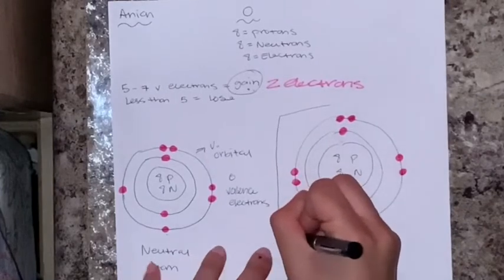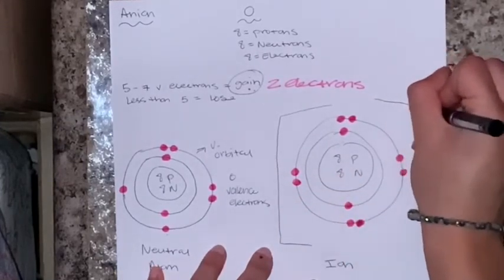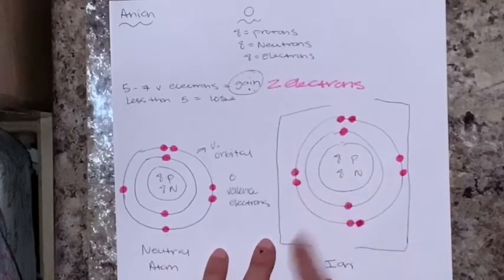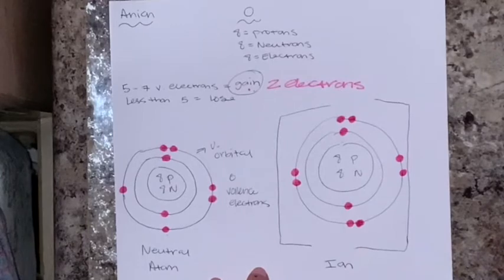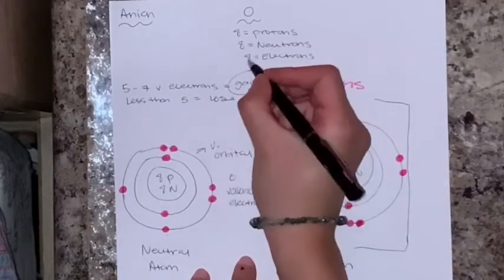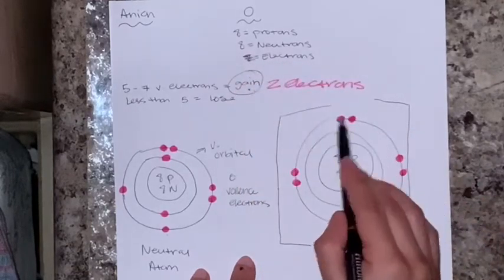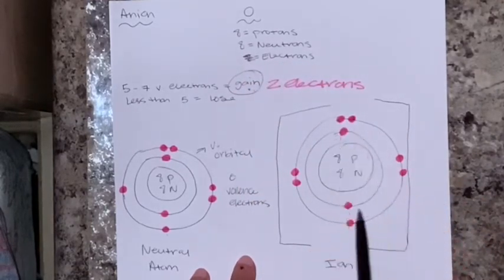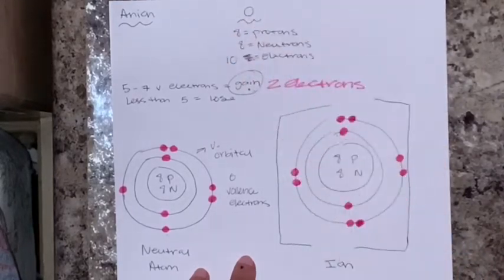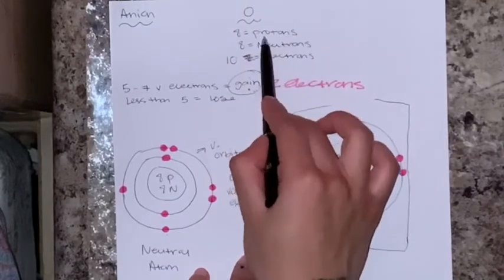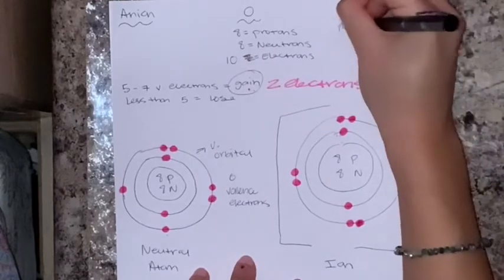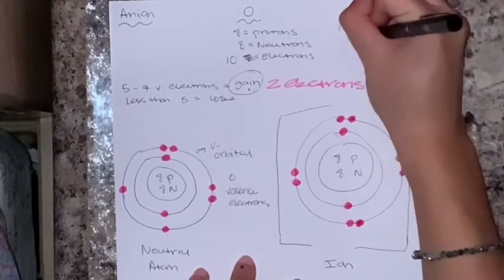There are brackets around Bohr's orbital diagram. Sorry if it's a little bit messy, but we're going to draw the brackets and we're going to write the charge. And since we gained 2 electrons, there's not going to be 8 electrons. There's now going to be a total of 10 electrons. And so now we notice that there's more electrons than protons. And we know that electrons are negative and protons are positive. So now we have a negative charge since there's more electrons.